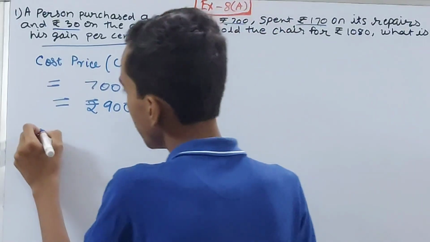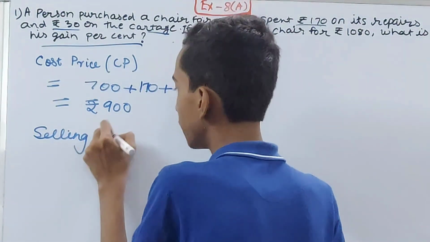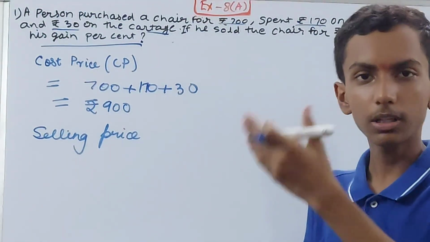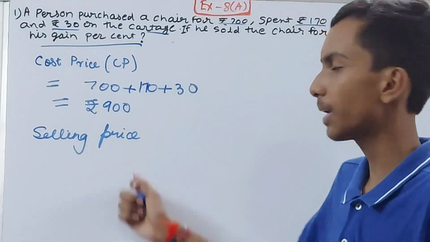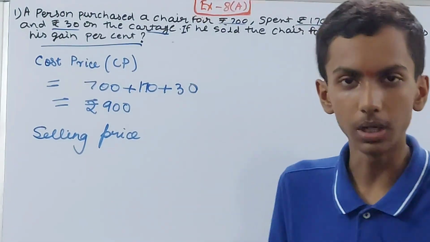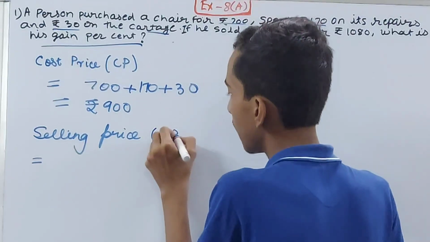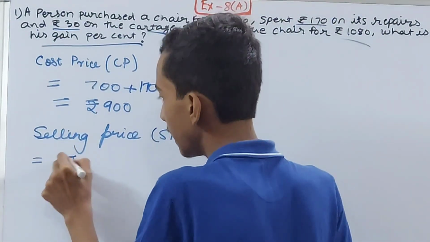Now selling price. There are two types of prices as we have discussed here. One is cost price, one is selling price. Cost price is the price for which the article is bought, and selling price is the price for which the article is sold. So we have sold this chair for how many rupees? Rupees 1080.